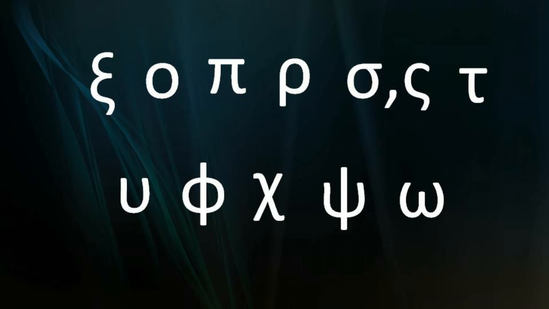Now let's look at the last line. We've got two clusters here. The first cluster is Upsilon Phi Chi, and then we move on to Psi Omega. Alrighty. Repeat after me. I'm going to do the whole last line. Upsilon Phi Chi Psi Omega. Upsilon Phi Chi Psi Omega.